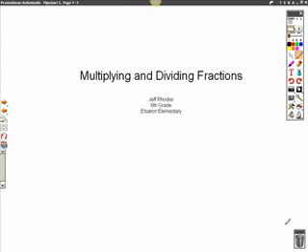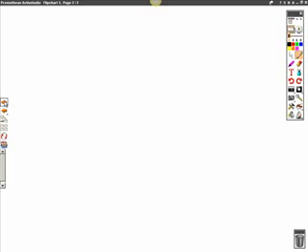Today we're going to be learning how to multiply and divide fractions. We'll start by learning how to multiply a fraction. Let's start out with a rather easy problem. Let's find, how about 1/3 times 1/4. This is a rather simple problem, but it'll get our point across.